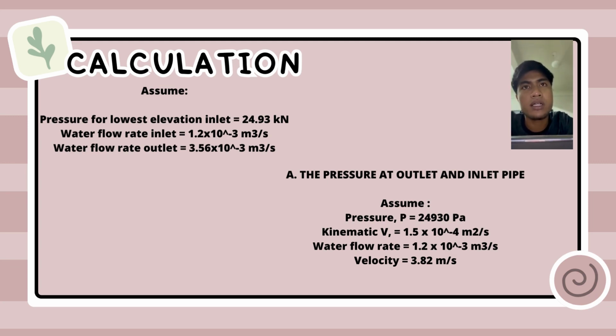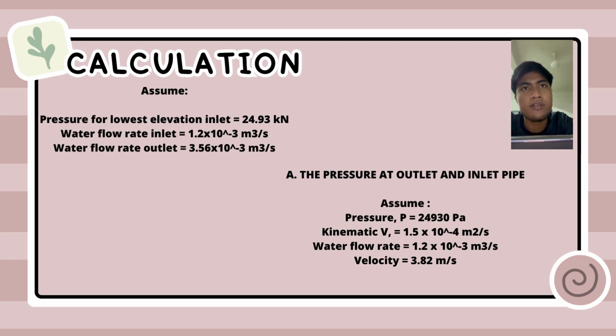The pressure at the top elevation of the pipe is 0 kilopascal. This is because the tank is open to atmospheric pressure. At the outlet, the pressure at the top of the tank is 0 kilopascal because the tank is open to atmospheric pressure too. The pressure at the bottom of the tank we have to calculate, and then we get 12.753 kilopascal. Then the pressure at the lowest elevation of the pipe we get 32.37 kilopascal.